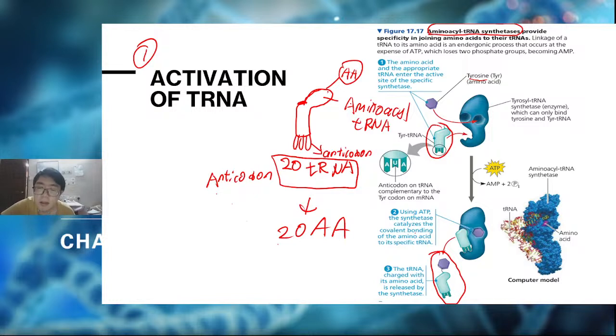This is the place where, in protein synthesis, the amino acids later combine together to form one polypeptide chain. So this is the first process, the activation of tRNA.